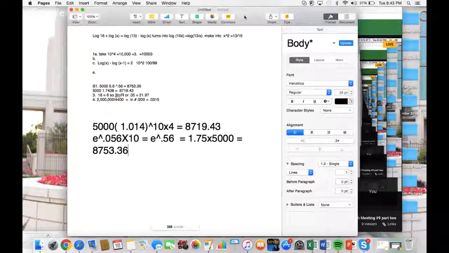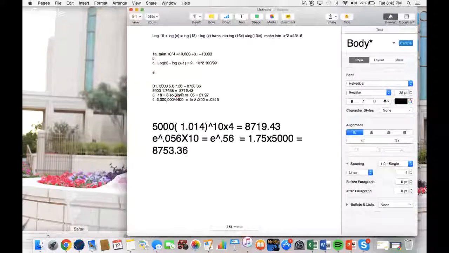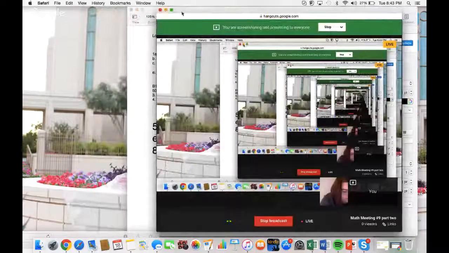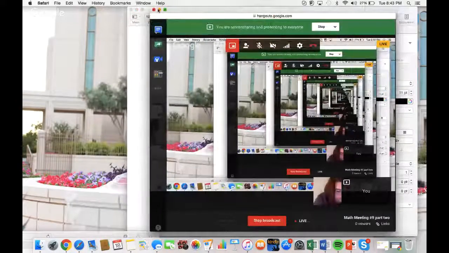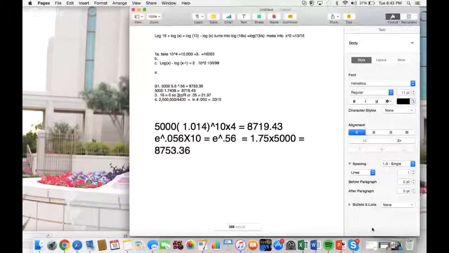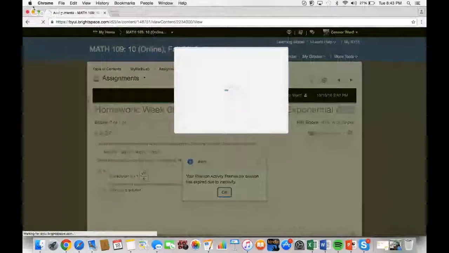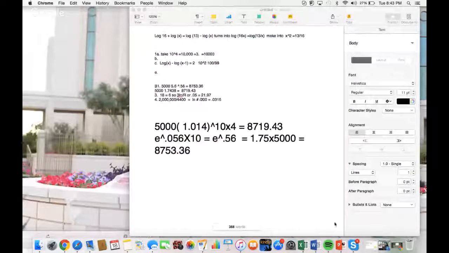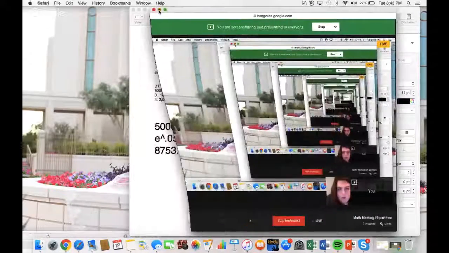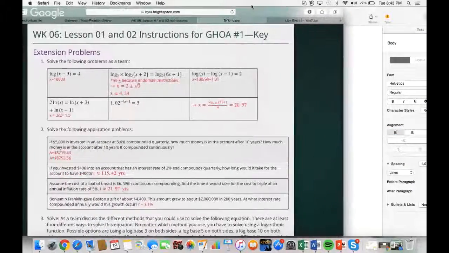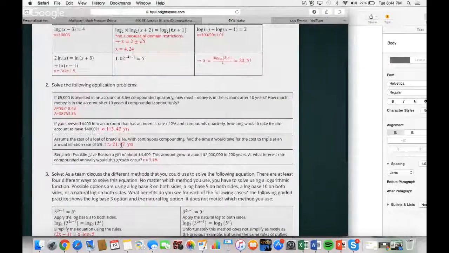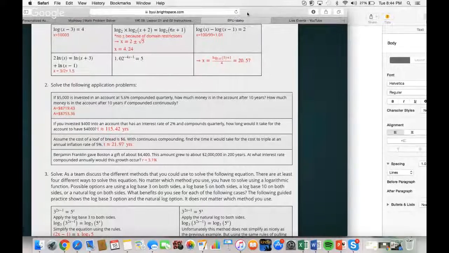Okay. And so let's move on to number 3 because I am struggling with that one. Let's see, sorry. Where is it? Oh, there it is. So assume a loaf of bread is $6, right? With continuous compounding, find the time it would take the cost to triple at an annual inflation rate of 5%.